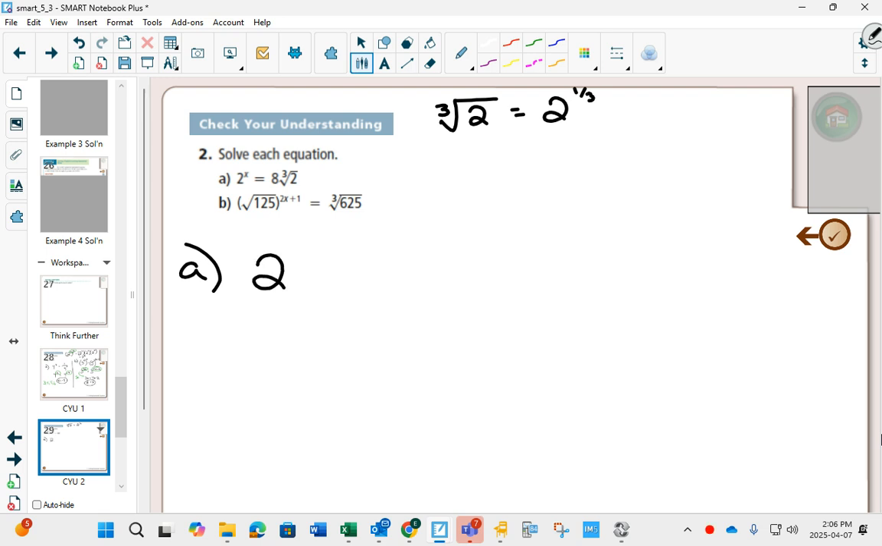So I have 2 to the x on the left. The 8 I can change to 2 cubed. The cube root of 2 I can change to 2 to the 1/3.